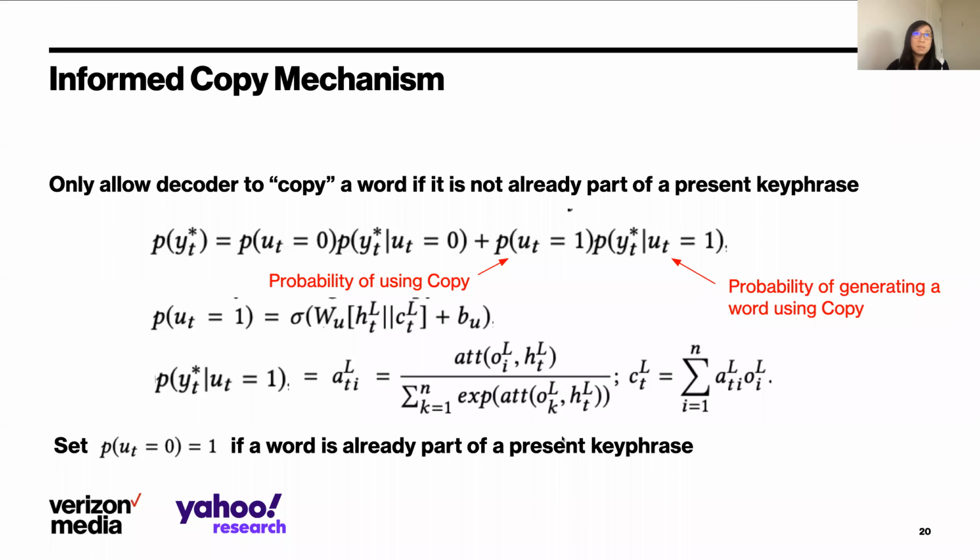So in our case, we simply say that if a word is already part of the present key phrase, then we will set this part to be 1 and this part to be 0. So it will only be generated by the generation model, but not copied from the input text. Any question here?